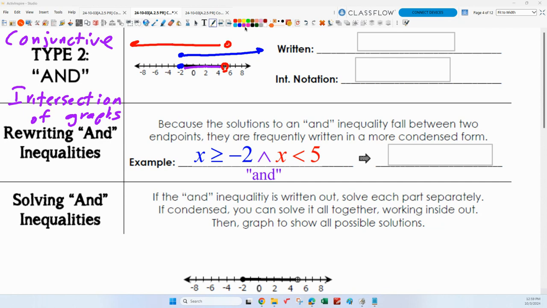Okay, this is fine. We can write these separately, but we don't like to at all. There's a much better way to do it. If you think about the way this thing is written, the and inequality is all of the x values that are greater than -2 and less than 5, right? Does that make sense? It's the ones that are pinched in between those endpoints. And so we like to write it like this instead.